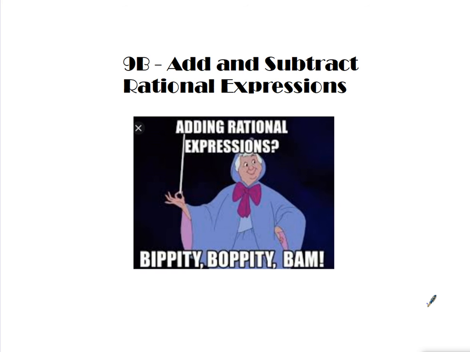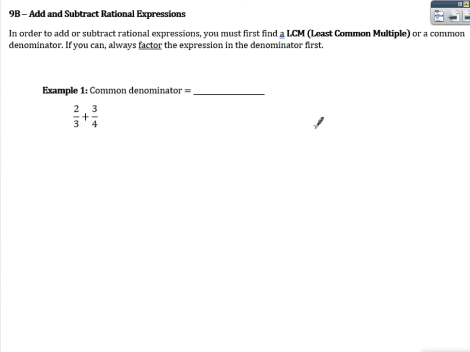All right, 9b, we're going to look at adding and subtracting rational expressions. So we did multiplying and dividing. Okay, so now we're going to look at adding and subtracting. And just like in elementary school when you did adding and subtracting fractions, you have to have a common denominator.